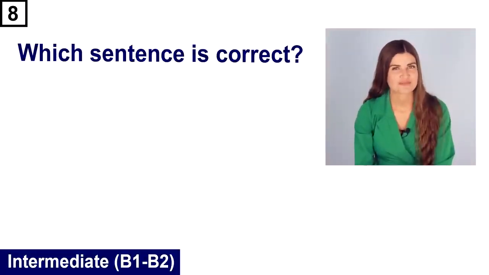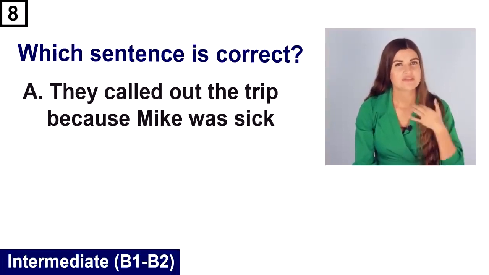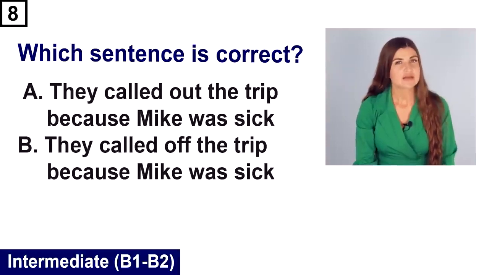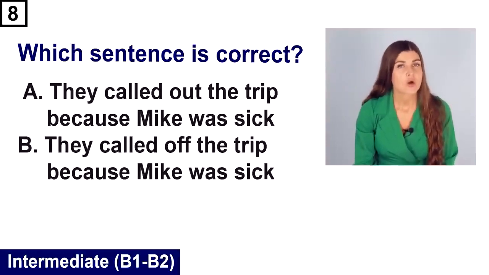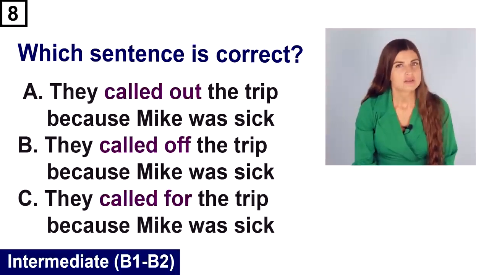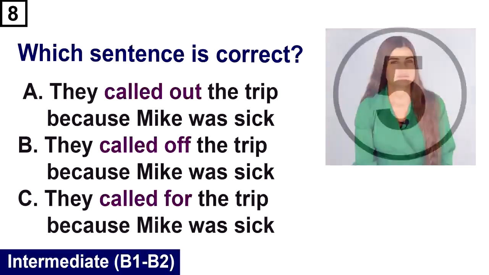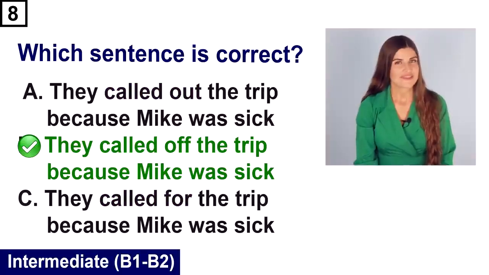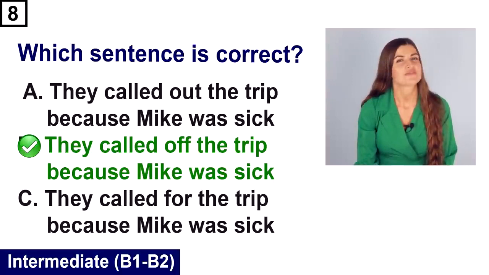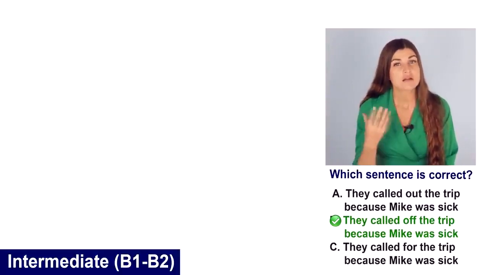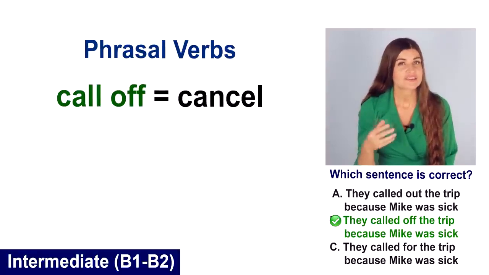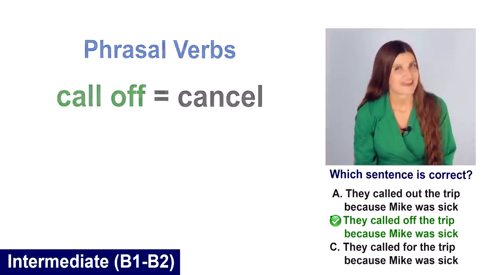The next question. A. They called off the trip because Mike was sick. B. They called off the trip. Or C. They called for the trip. So these are sentences with phrasal verbs. To call off means to cancel. So they called off the trip. The answer B is right.